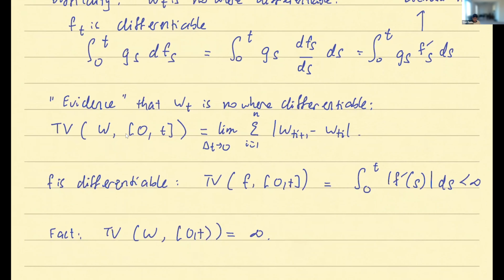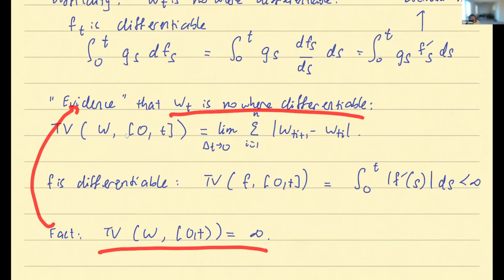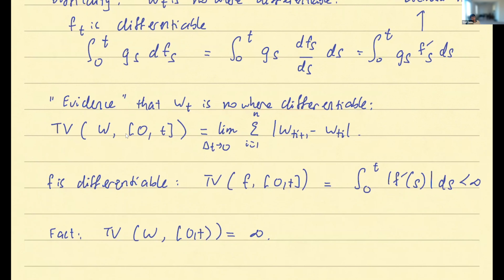Now, intuitively, why does the fact that total variation equals infinity point to the evidence that Brownian motion is nowhere differentiable? Well, you can see it in several ways. The first is that if something is differentiable, then its variation must be finite. So contrapositively, if the variation is not finite, then it is not differentiable.